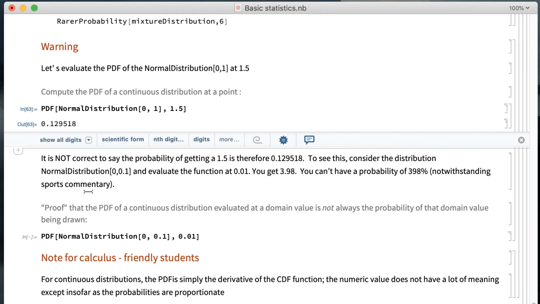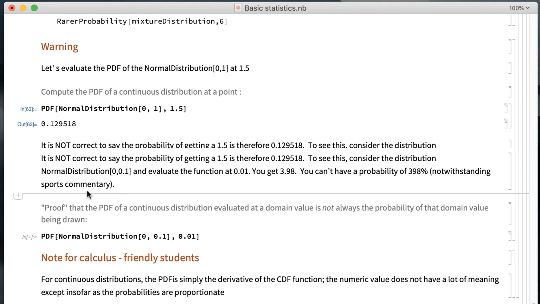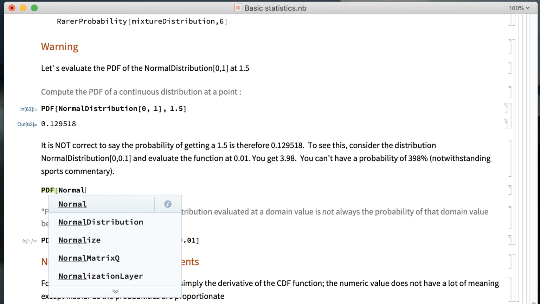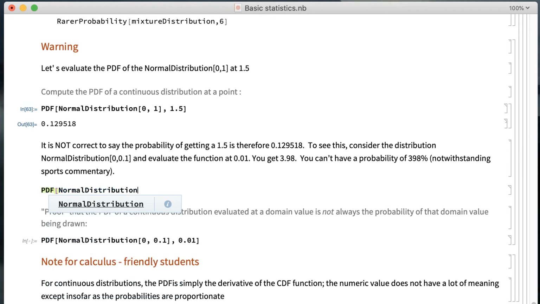There are a lot of ways to see this. One way would simply be to ask, hey, what's the PDF of the normal distribution of 0, and we'll make it have a very small standard deviation, evaluated at 0.01, for example.